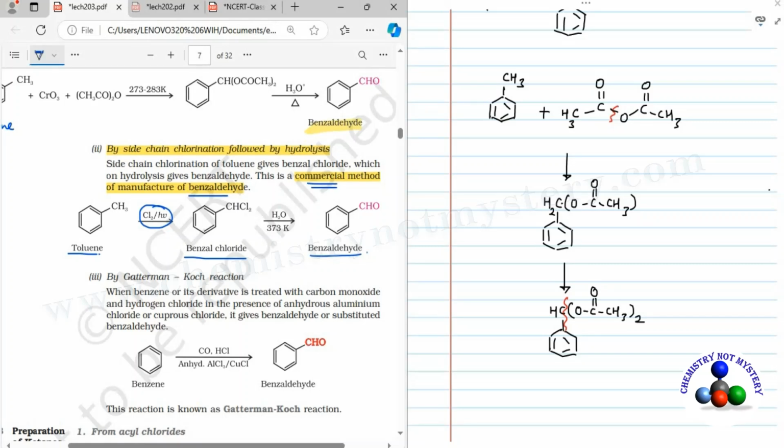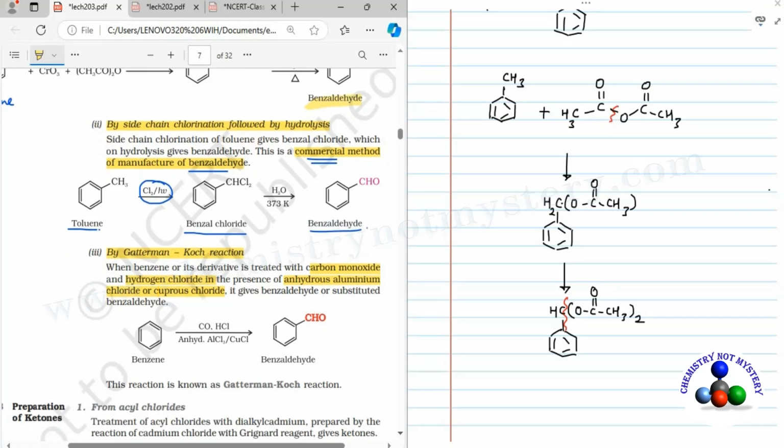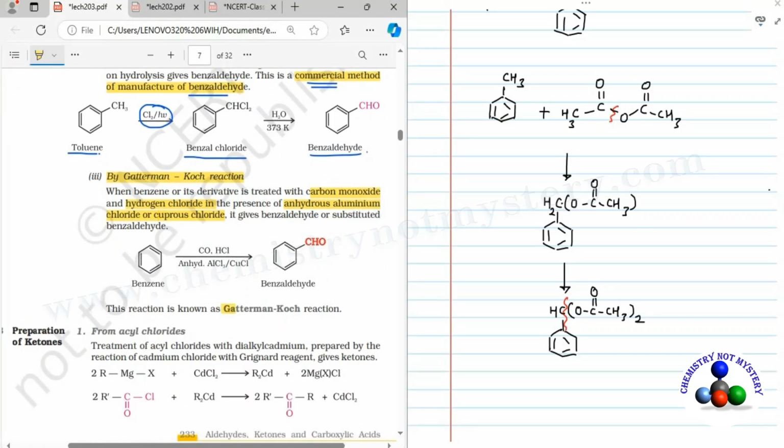Now come to the next reaction. This is the Gatterman-Koch reaction. When benzene or its derivative is heated with carbon monoxide and hydrogen chloride in presence of anhydrous aluminium chloride or cuprous chloride, it gives benzaldehyde or substituted benzaldehyde. And this reaction is known as Gatterman-Koch formylation reaction. It adds a formyl group to the benzene. So CHO group is also called formyl group. So the other name of this reaction is Gatterman-Koch formylation reaction.